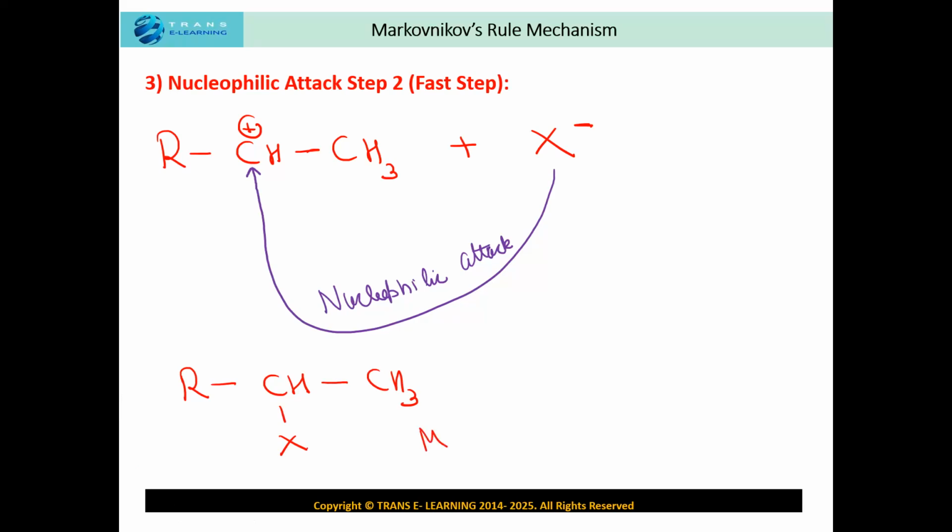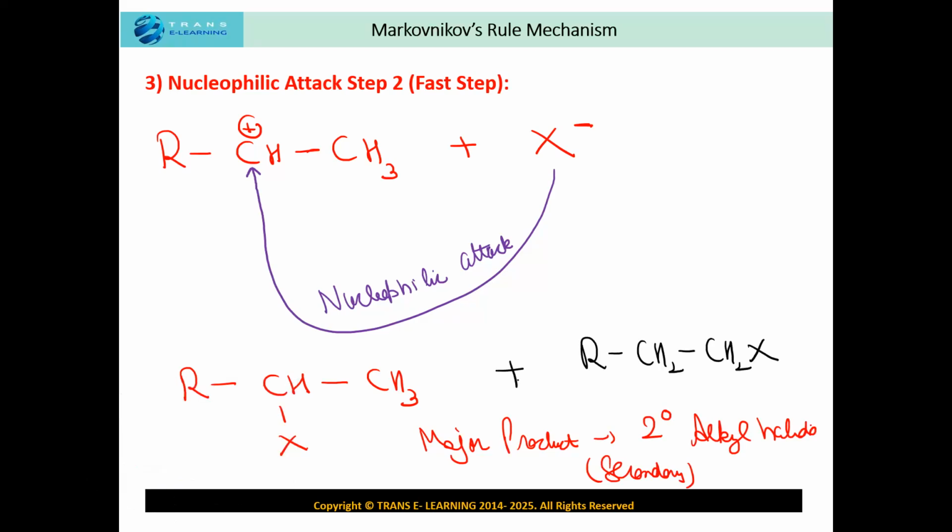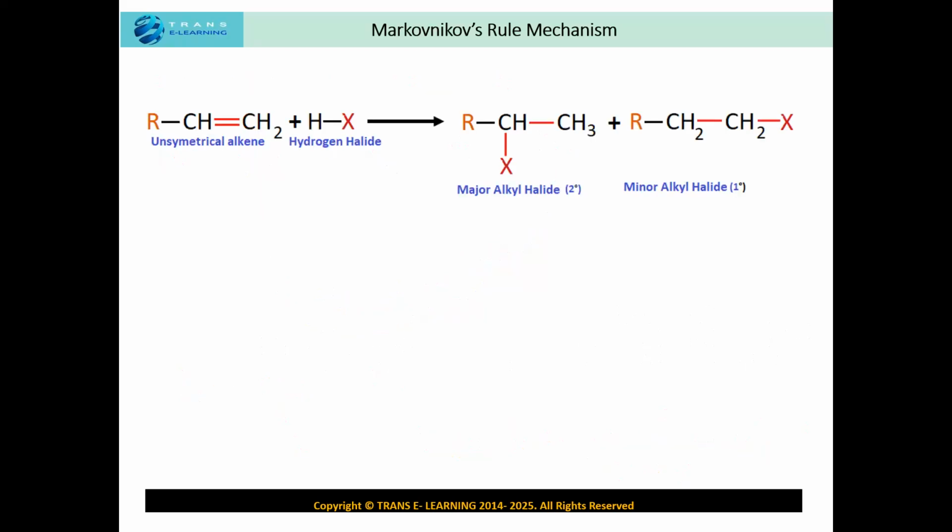So you can see here that the major product is your 2-degree alkyl halide, or what we call the secondary alkyl halide, and the minor product will be the primary alkyl halide. Is that clear? So this will be the major product for what we are understanding in this mechanism, and this will be the minor, that is, this is 2-degree alkyl halide and this is 1-degree alkyl halide, right? So now you can just see here.